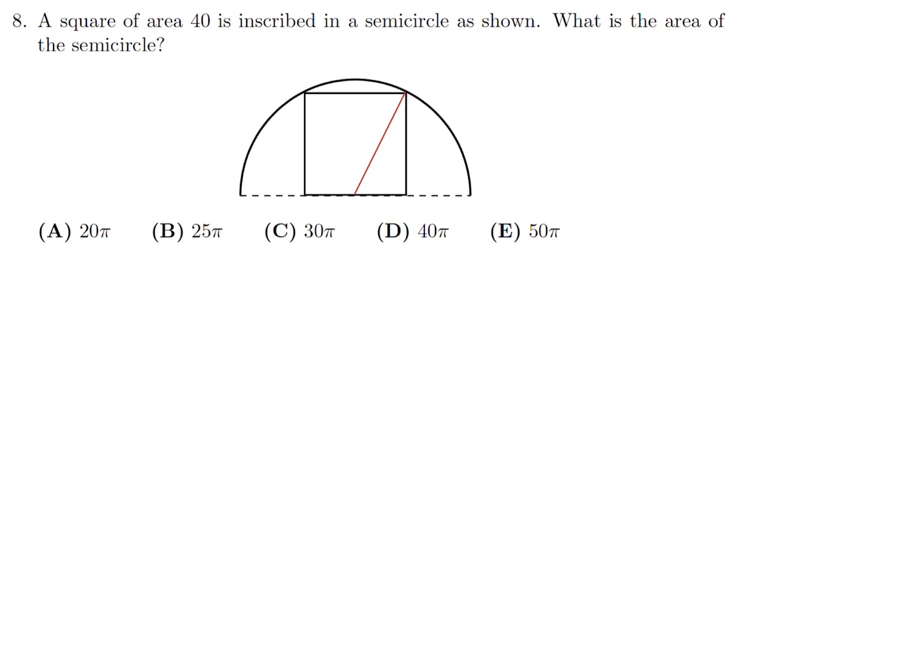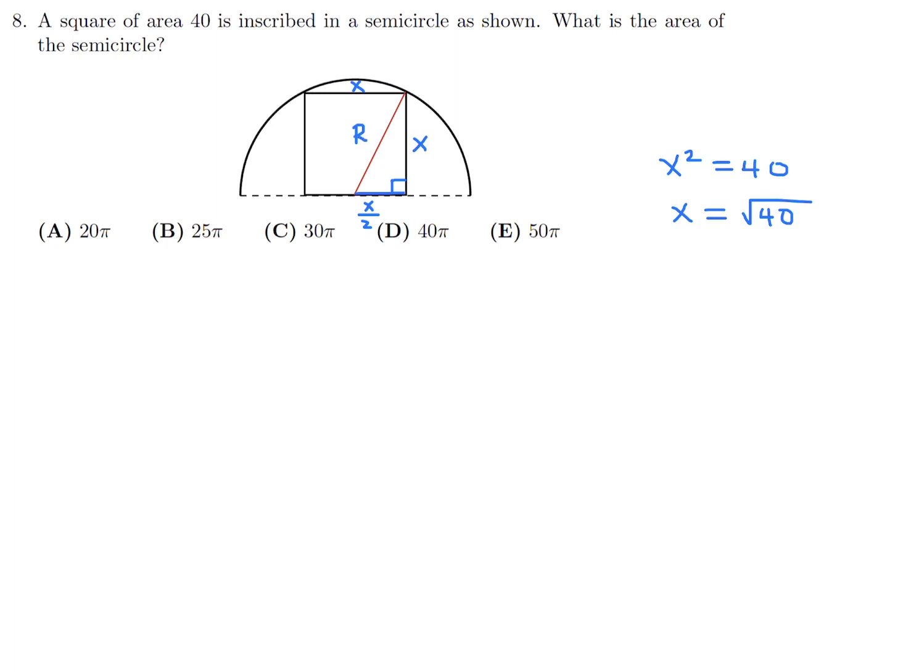Now this square has an area of 40. So if this, for example, is x, and that of course is x, it's a square, that means that x squared is equal to 40, since that's how you calculate the area. And that would mean that x is equal to root 40. Okay? And therefore, since this is essentially x divided by 2, that would be equal to root 40 over 2.